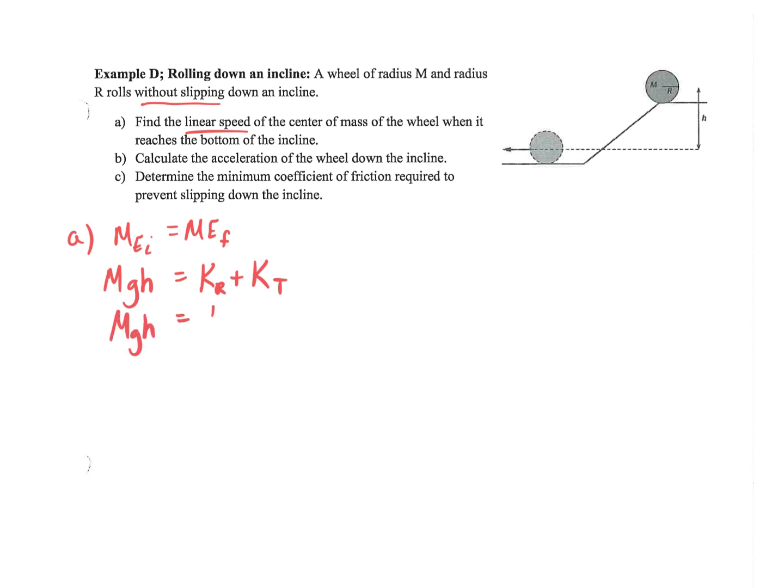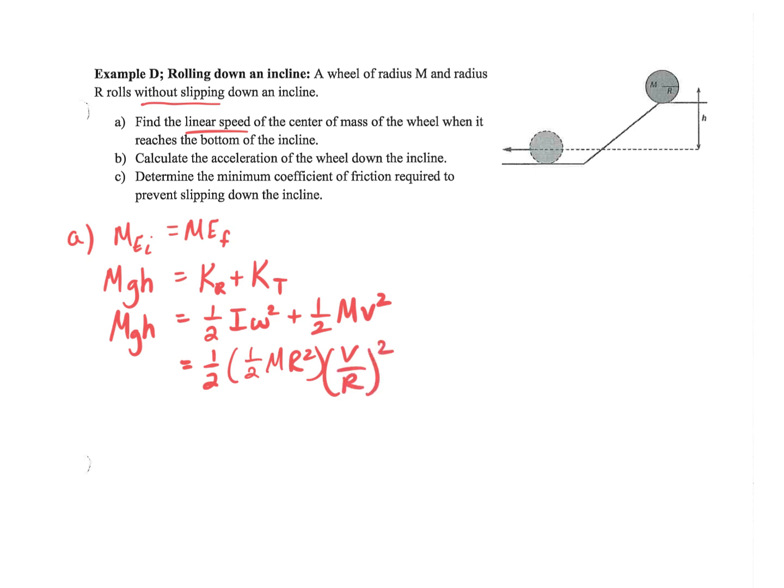So that's going to end up being mgh equals 1/2 I omega squared plus 1/2 mv squared. All right, and we're going to be looking for v. So we're going to have to plug in here. We've got this wheel. We know the wheel is what? 1/2 mr squared. So we have 1/2 mr squared v over r squared.